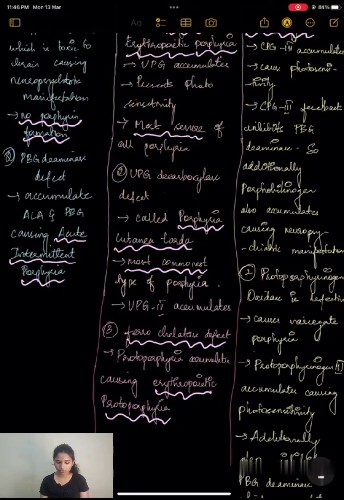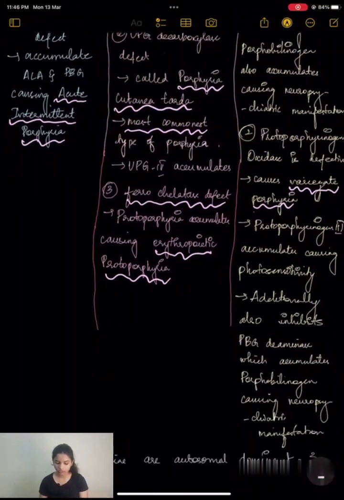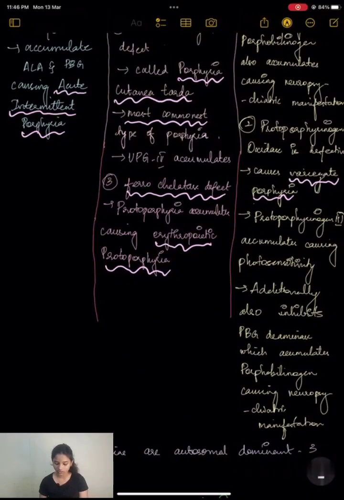And again, when protoporphyrinogen oxidase is defective, it causes variegate porphyria. Here PPG3 accumulates, causing photosensitivity. It additionally inhibits the PBG deaminase, which accumulates porphobilinogen, causing the neuropsychiatric manifestations.